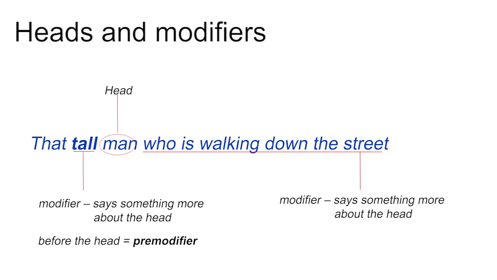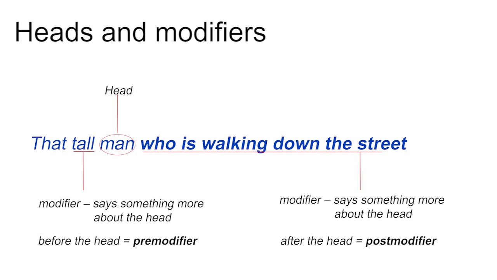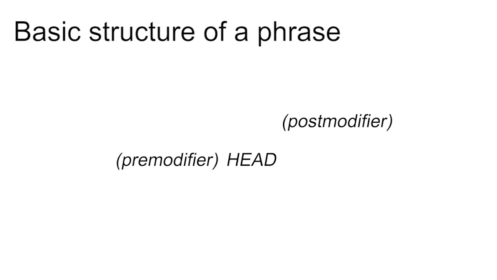Tall comes before the head that it modifies, so it's called a pre-modifier, pre meaning before. Who is walking down the street comes after the head that it modifies, so it's called a post modifier, post meaning after. So we can think of a phrase as looking like this: optional pre-modifier, obligatory head, optional post modifier.